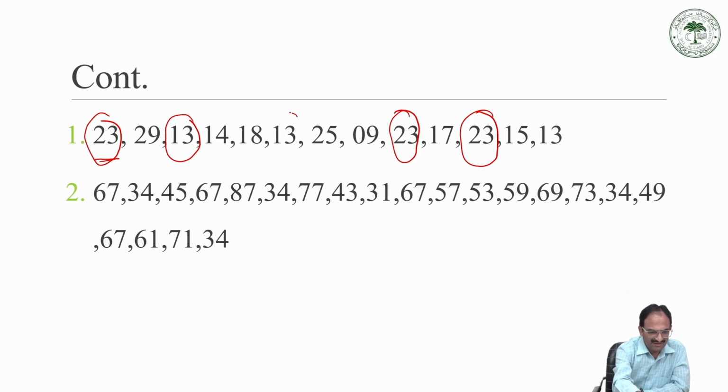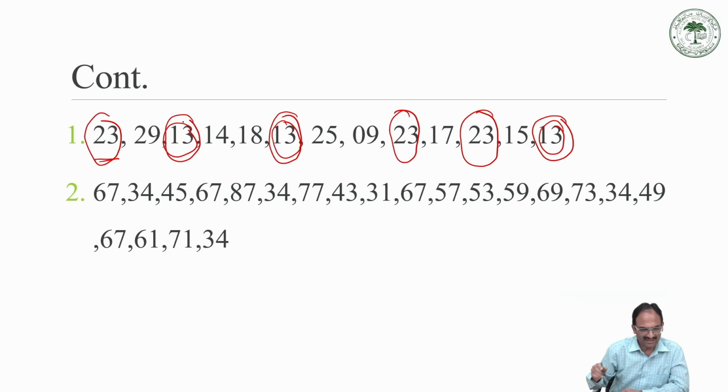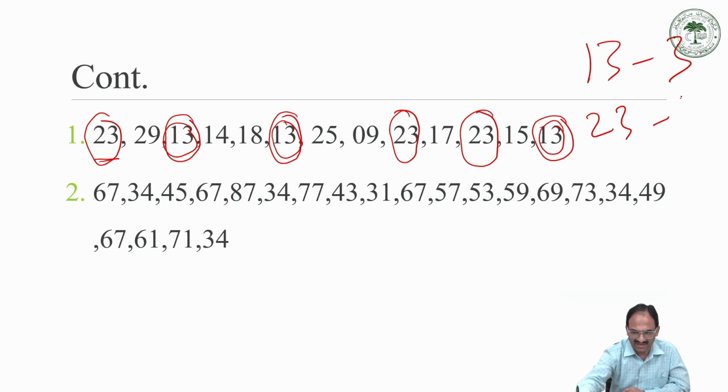If you see another one, 13. If you see another one, 30. Now I'm making double circles. So 13, 13, 13 three times, and if you see 23, again three times.